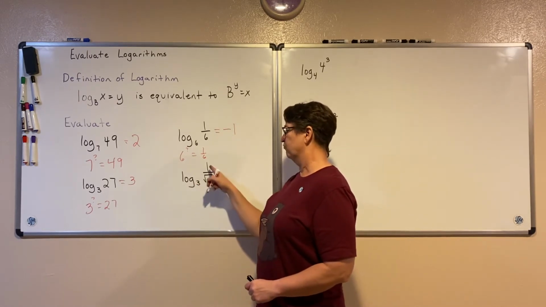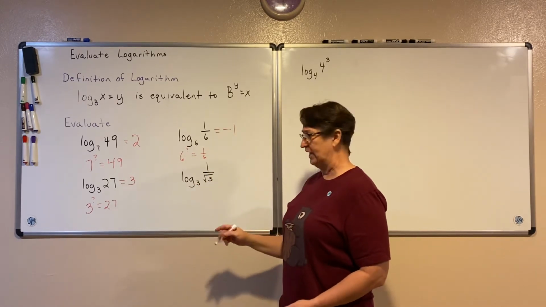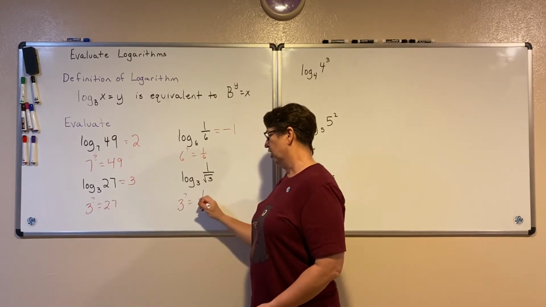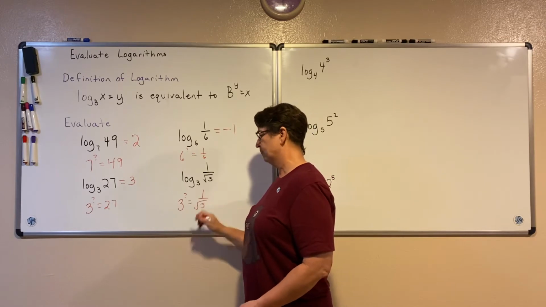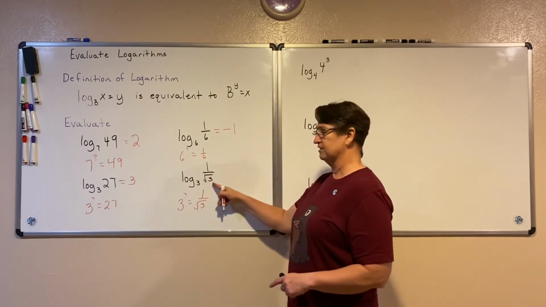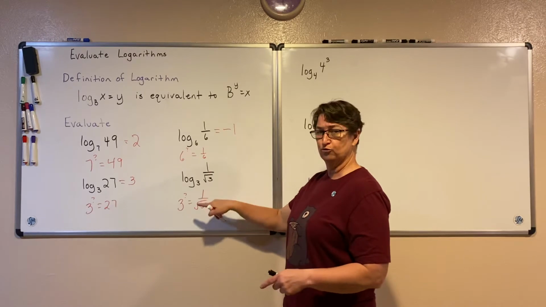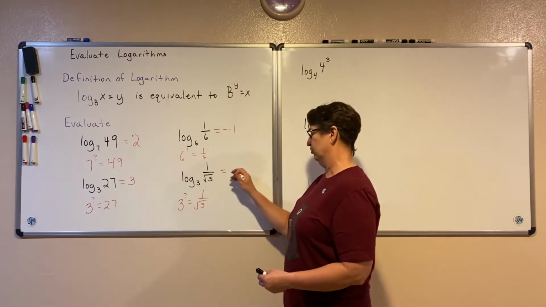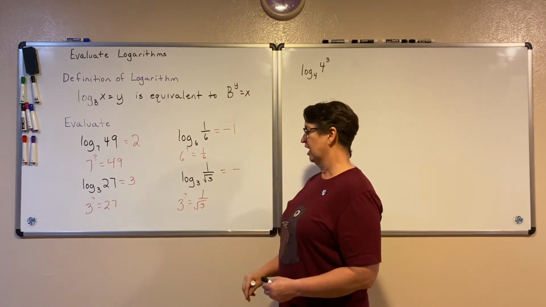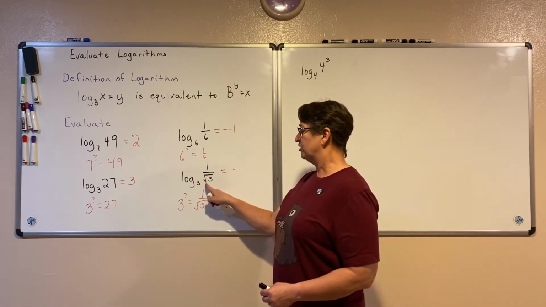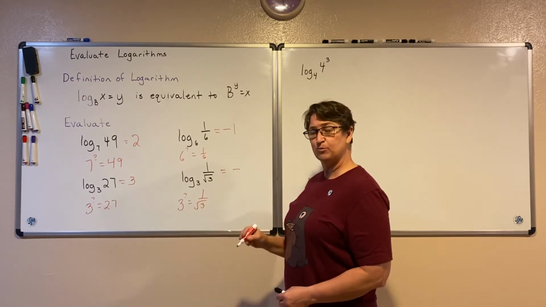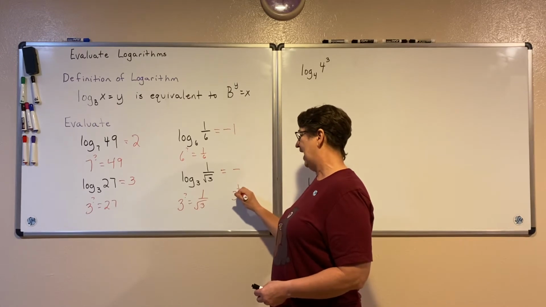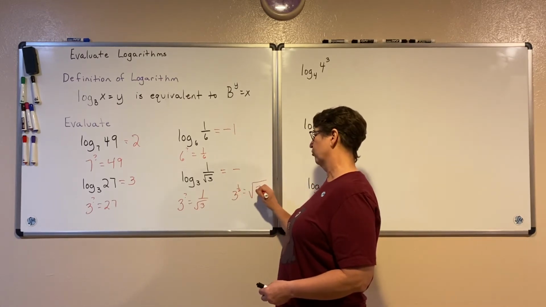Log base 3 of 1 over the square root of 3. I'm asking myself, 3 to what power is equal to 1 over the square root of 3? Again, when I see that it's in the denominator, I know that must be a negative exponent to move it down into the denominator. Then, what square roots it? What is the exponent that shows square root? Remember that 3 to the 1/2 power is equal to the square root of 3.